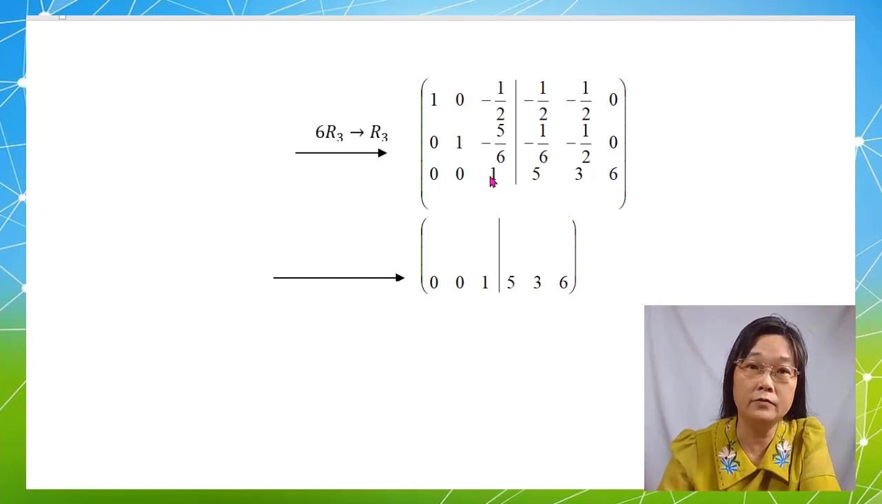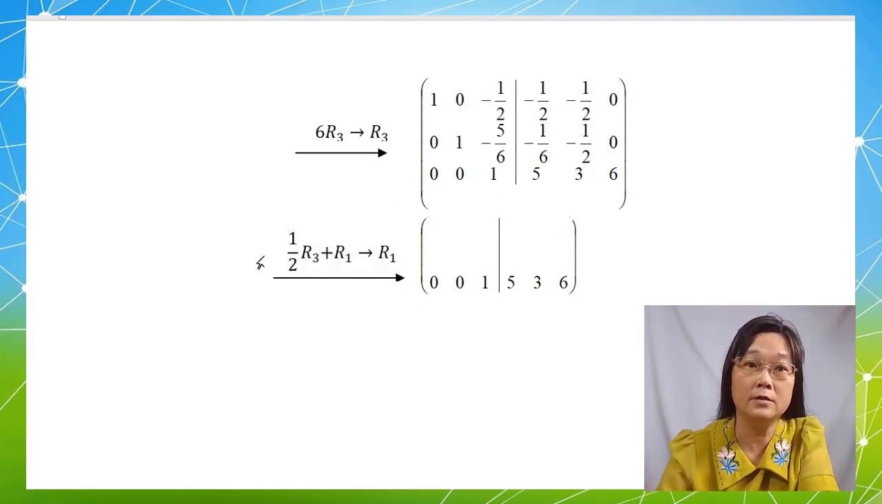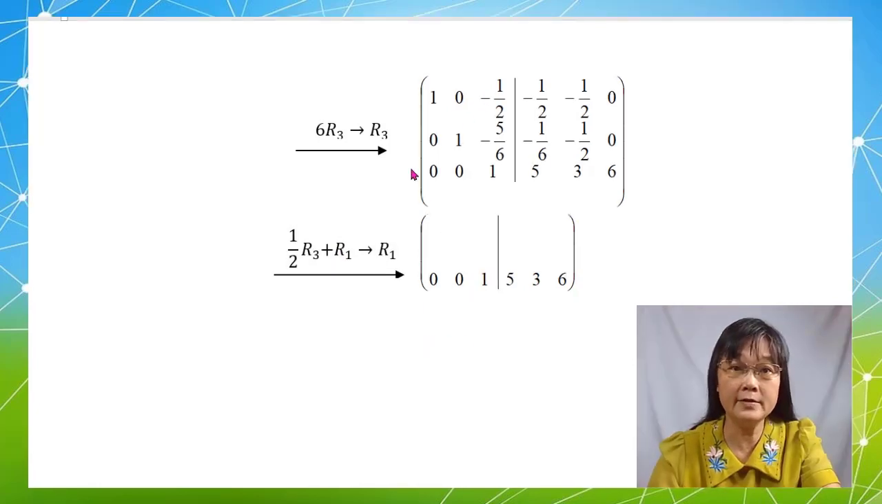I multiply row 3 with positive 1 over 2, then add into row 1. So now the suitable operation is 1 over 2 times row 3 and add into row 1. Now we go to the first number. The first number in row 3 is 0. So 0 times 1 over 2 is 0. Then 0 plus 1, then it is equal to 1.